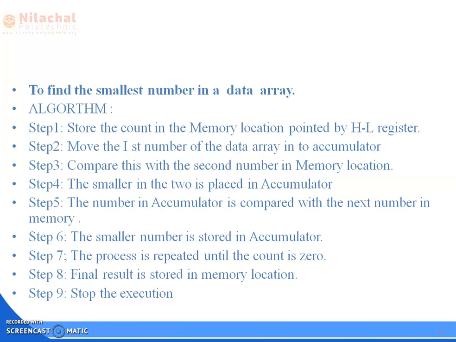Next, step 5 is that the number in the accumulator is compared with the next number in memory. That means the smallest number present in the accumulator must be compared with the next number present in the next memory location. Next, step 6 is that the smaller number is stored in the accumulator. Step 7 is that the process is repeated until the count is 0. That means until the count value is 0, we have to repeat the process.